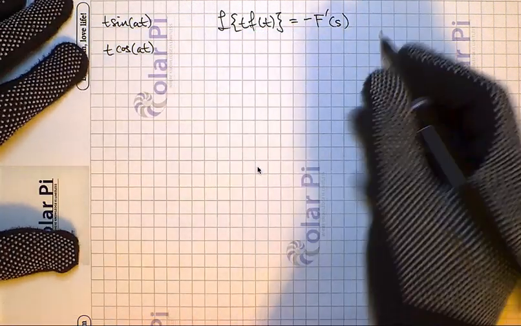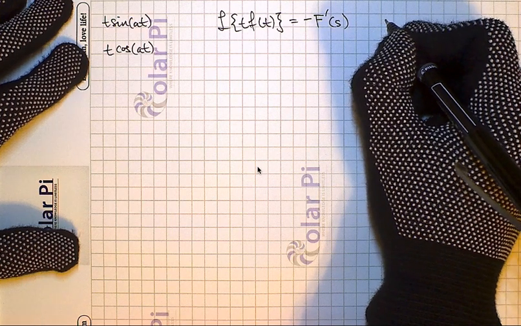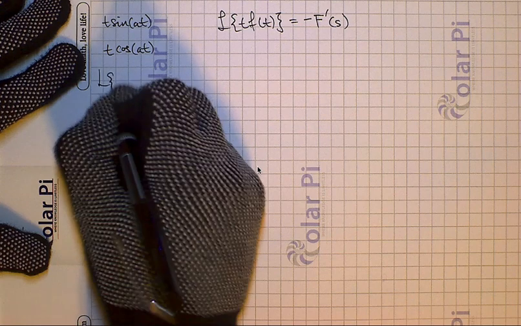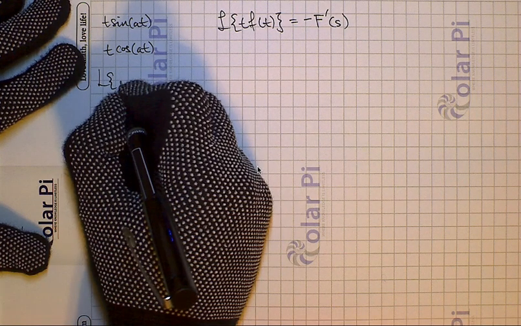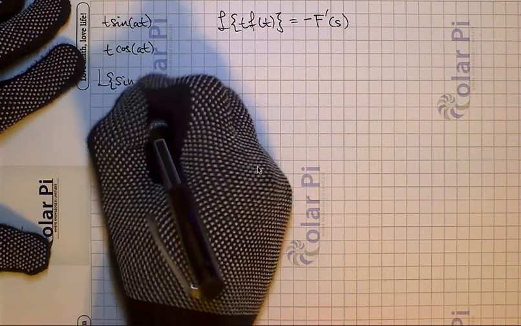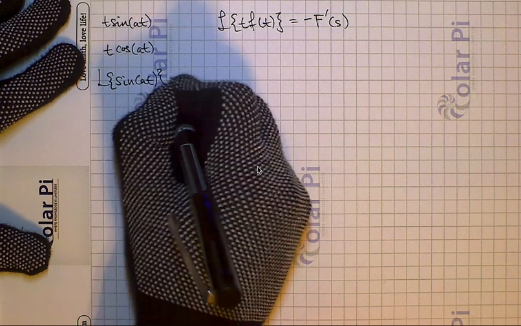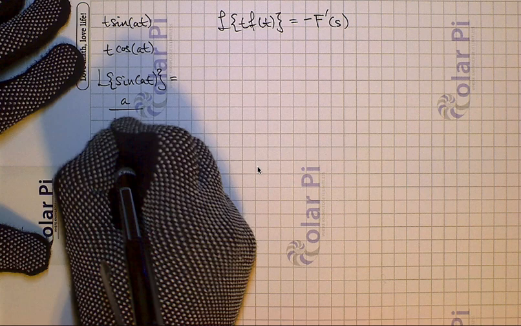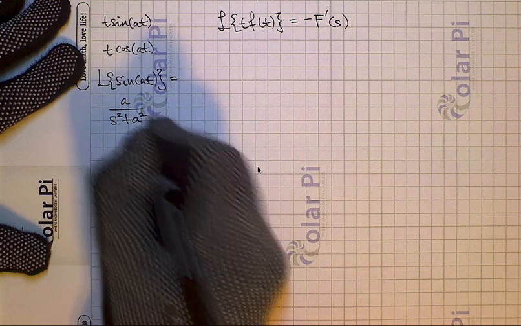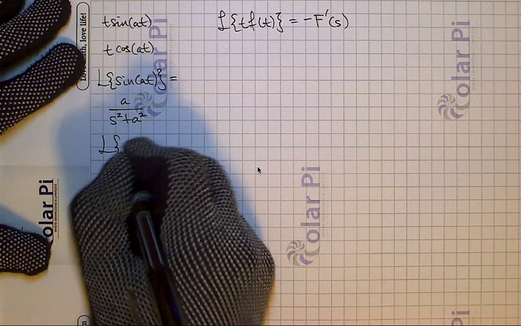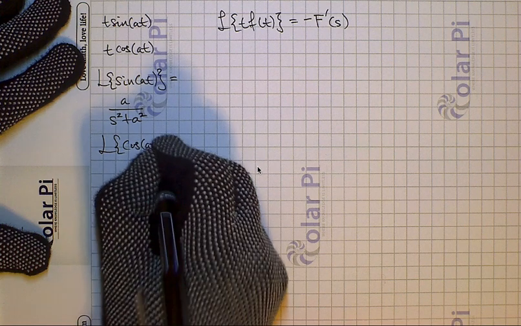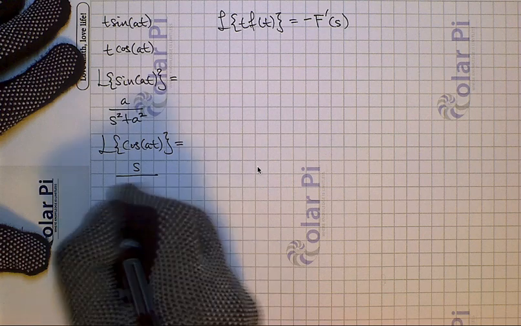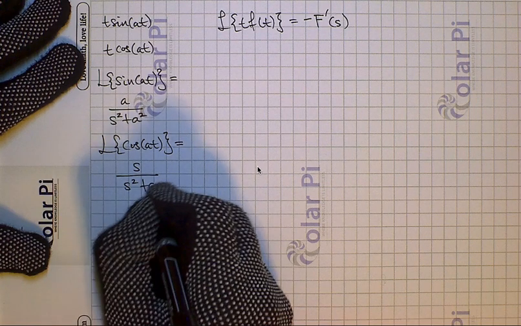Now, let me remind you that from our previous work, we had found that the Laplace transform of sine at is equal to a divided by s squared plus a squared, and the transform for cosine at we wrote was equal to s divided by s squared plus a squared.